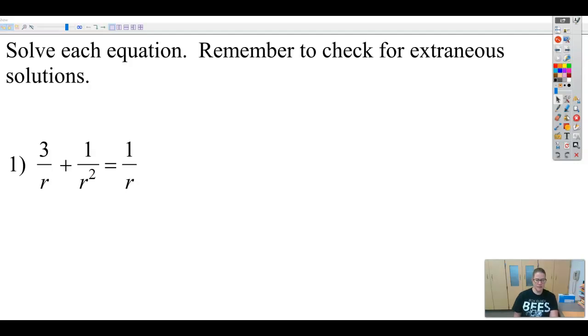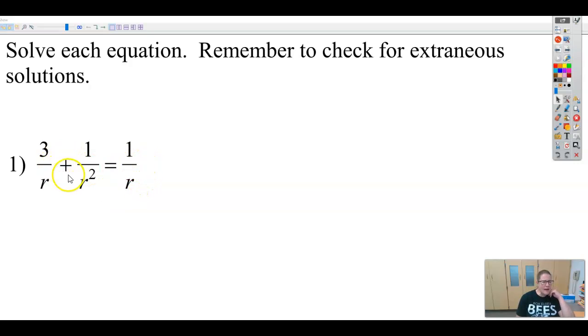Hi guys. So today we're going to be talking about solving rational equations. So remember, rational equations are equations that have rational expressions in them. Rational expressions are just polynomials, so they're going to have variables in the bottom for sure, sometimes on the top as well. And we want to go ahead and solve this equation for r, but our variable is all in the denominator, so we're going to see how to do this.